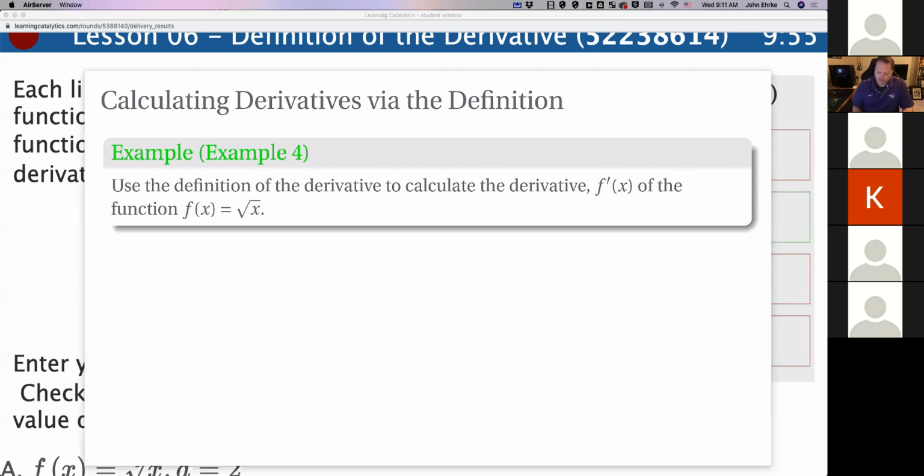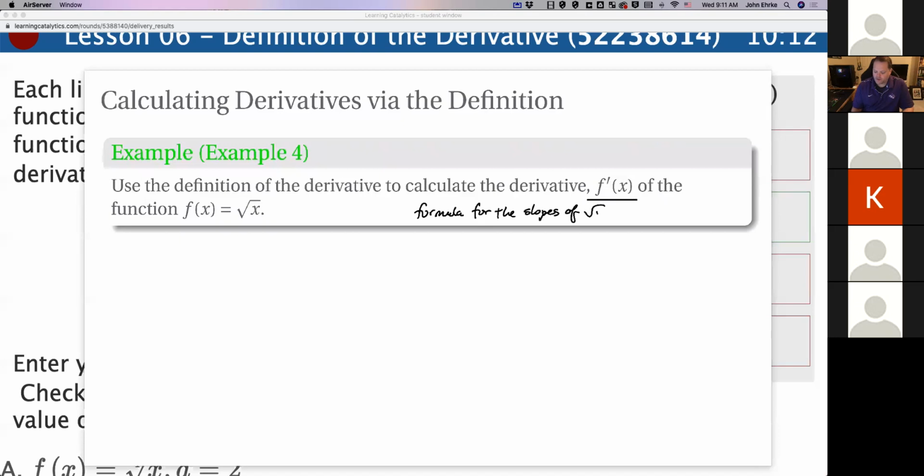Well, I want to come up with a formula for the slope at every point. And that's what the function f prime is. F prime gives me a formula for the slopes on the function square root of x, which is the derivative I'm going to calculate here. Formula for the slopes of square root of x at every x value.